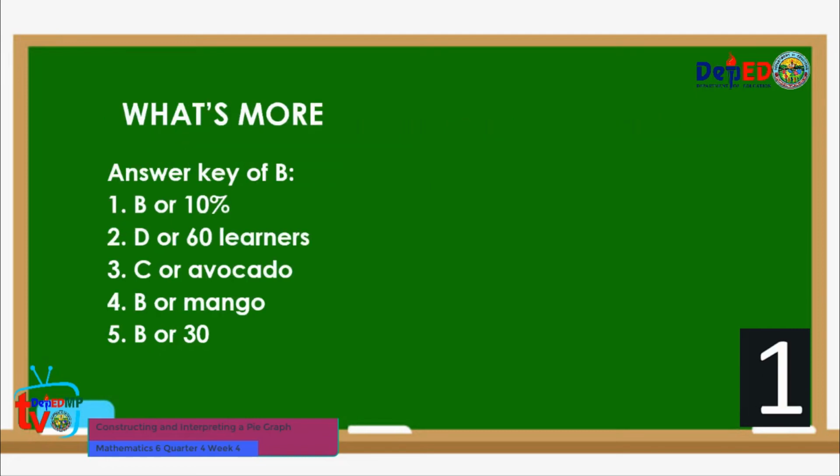Time's up. So this is the answer key of B. Number 1 is letter B or 10%. Number 2 is D or 60 learners. Number 3 is C or avocado. Number 4 is B or mango. And number 5 is B or 30.